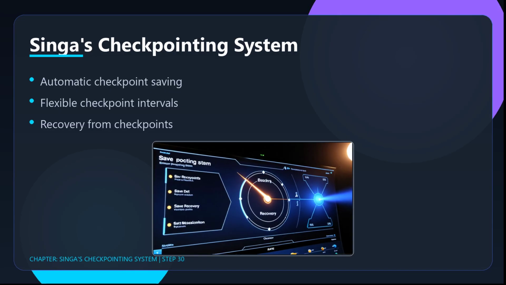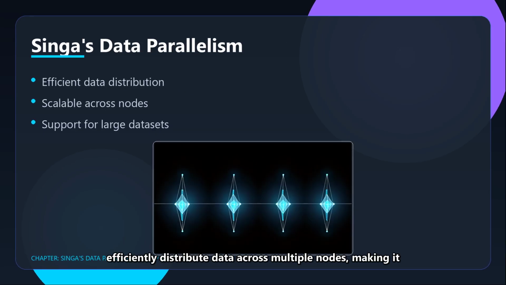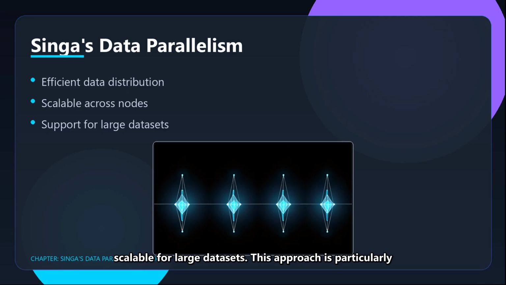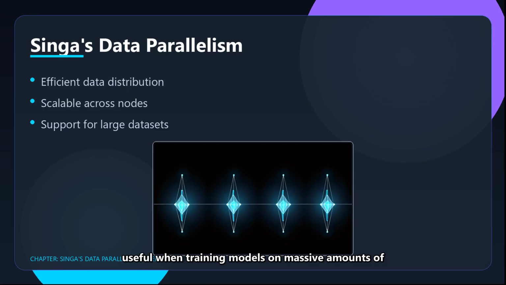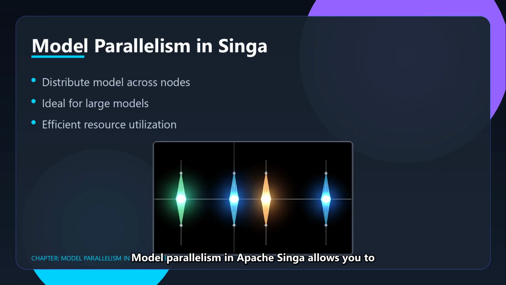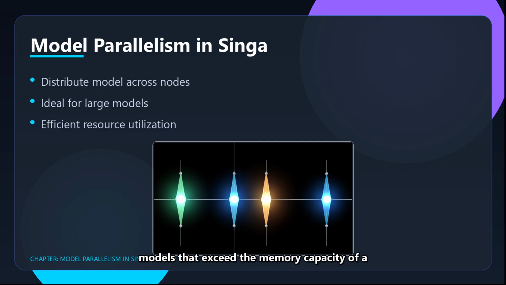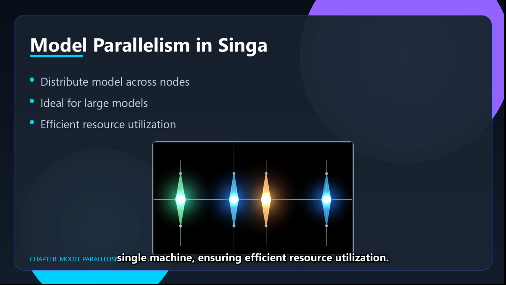Data parallelism in Apache Singa allows you to efficiently distribute data across multiple nodes, making it scalable for large datasets. This approach is particularly useful when training models on massive amounts of data that cannot fit on a single machine. Model parallelism in Apache Singa allows you to distribute different parts of a model across multiple nodes. This is ideal for training very large models that exceed the memory capacity of a single machine, ensuring efficient resource utilization.